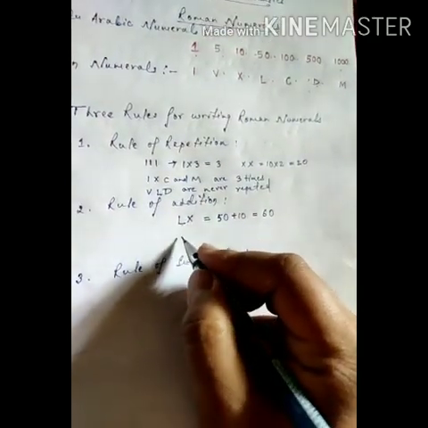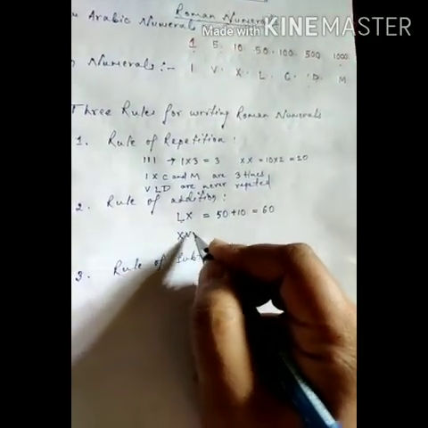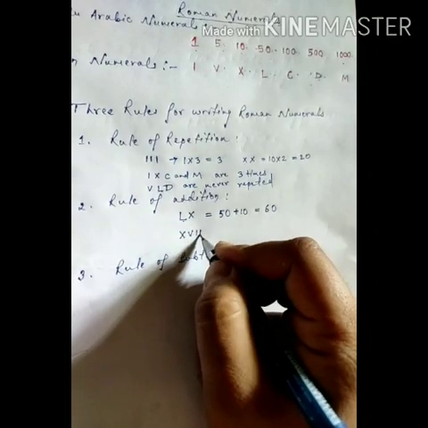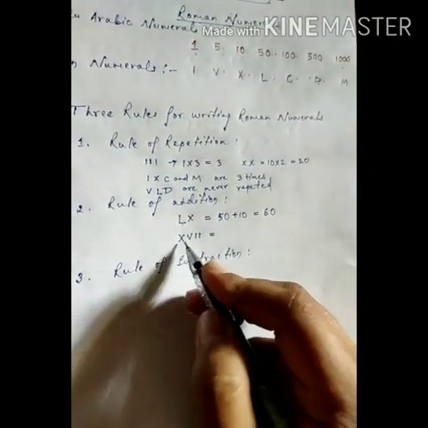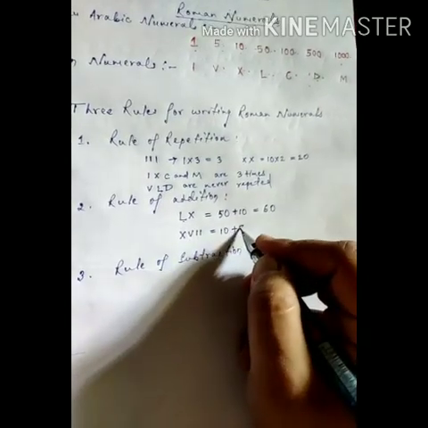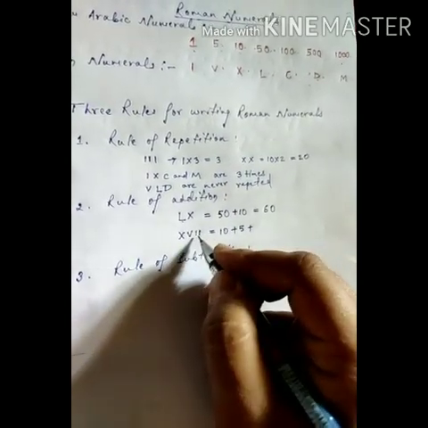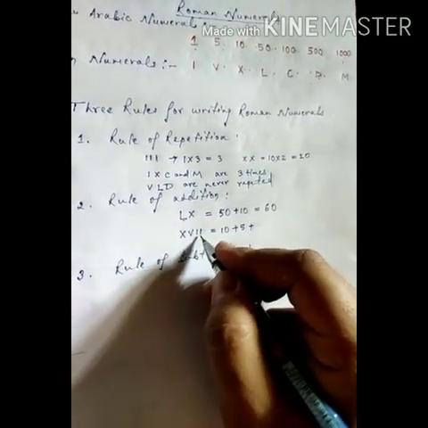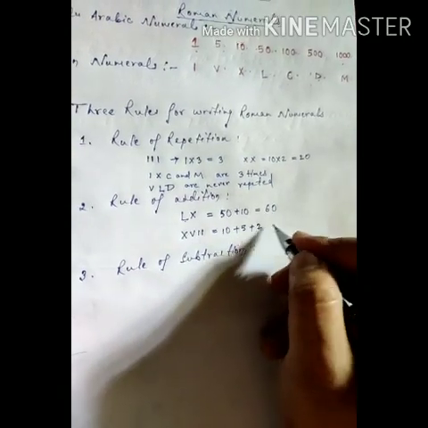Another example, X, V, I. X means 10, V means 5, I means 1, I and I will give you 2, so it becomes 17.